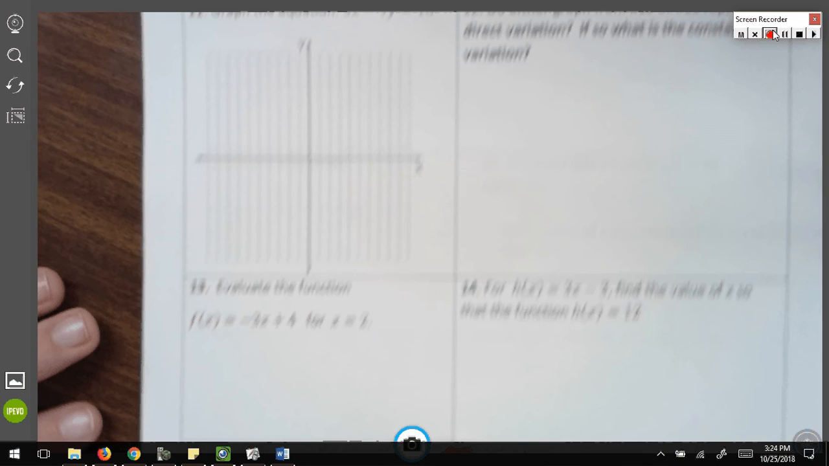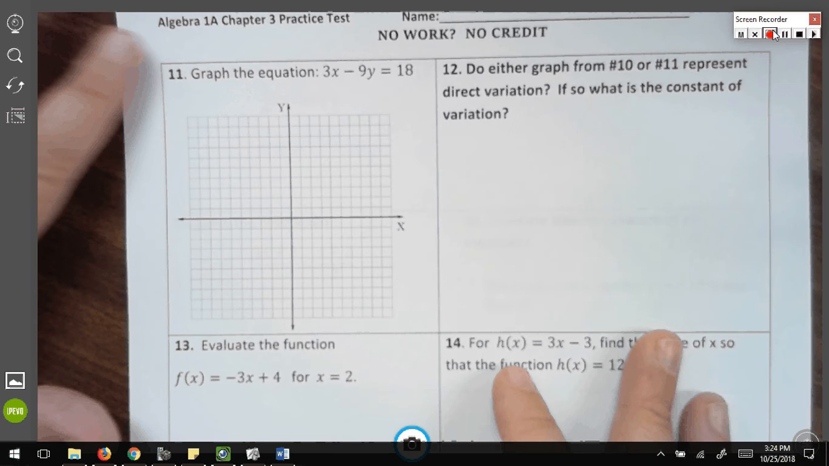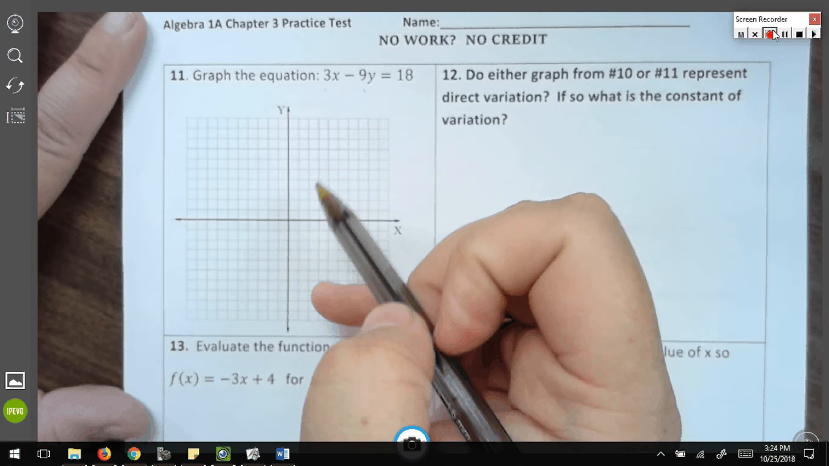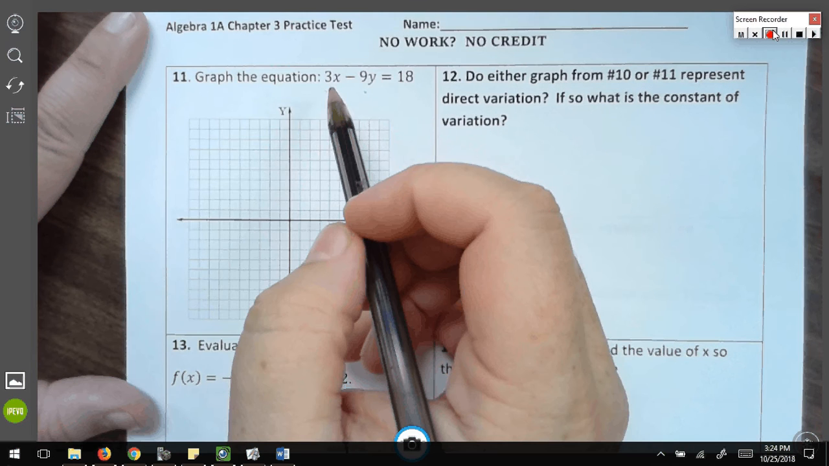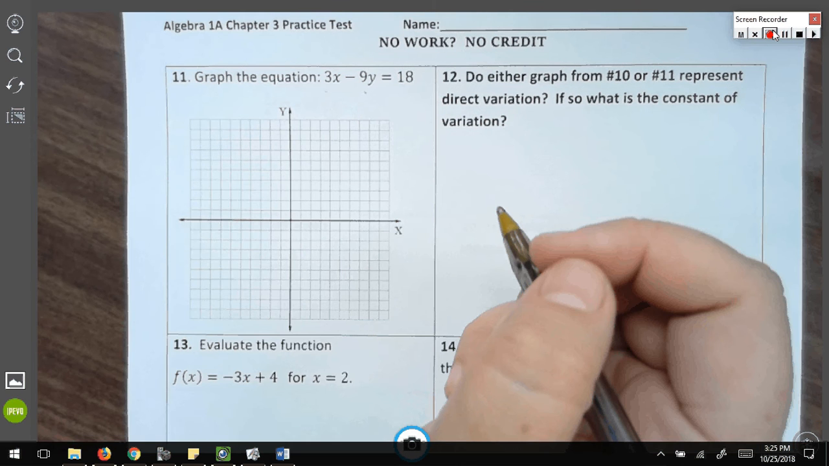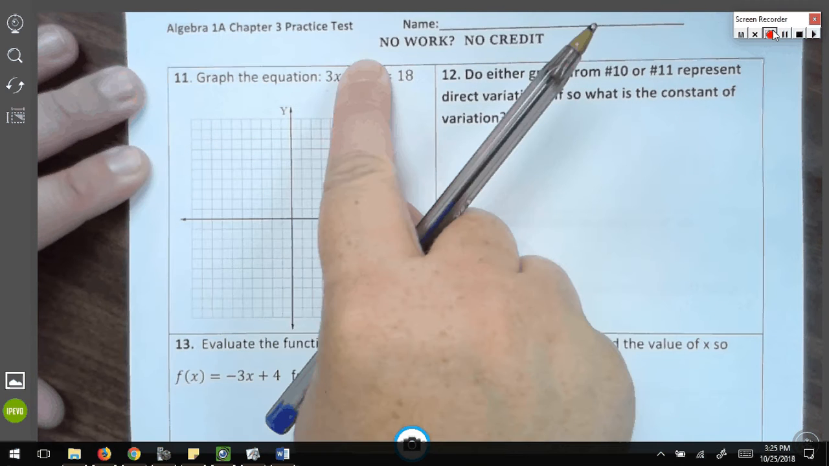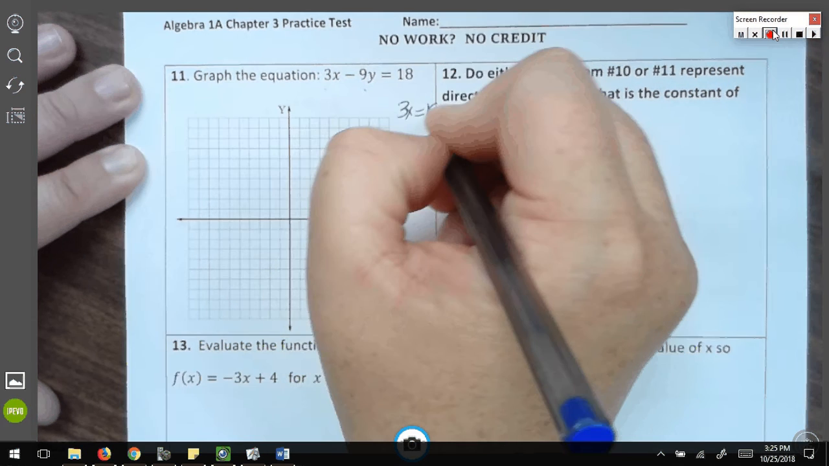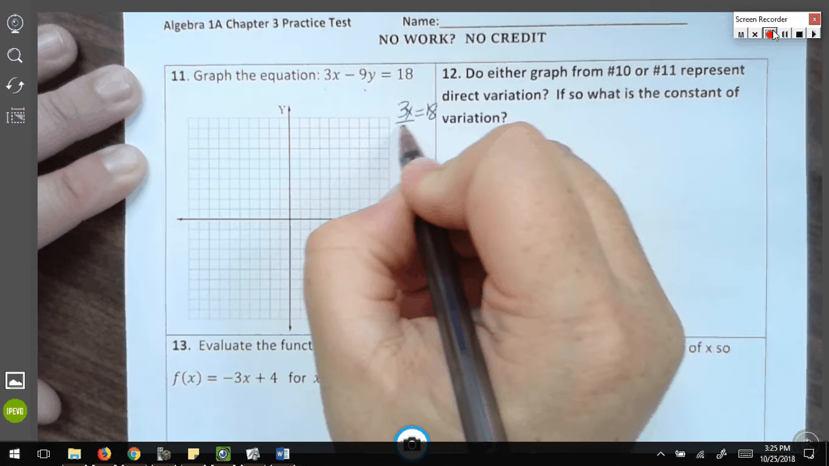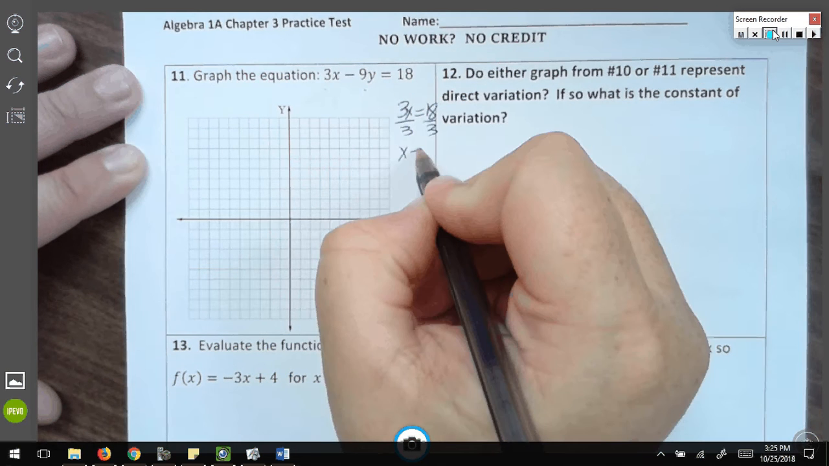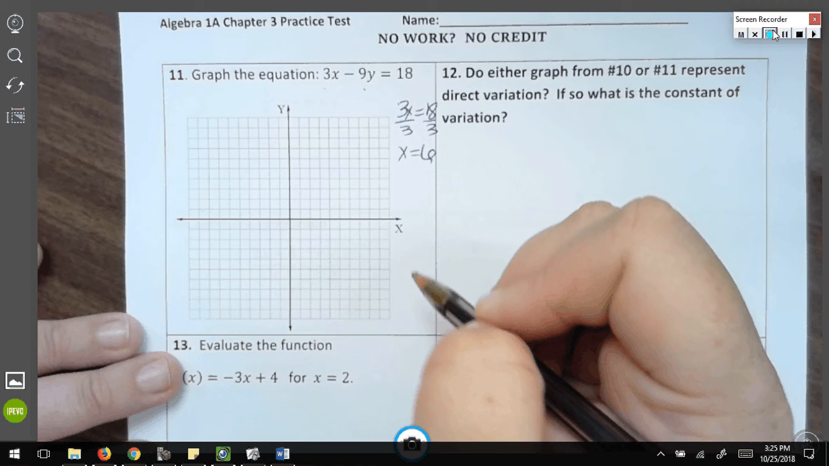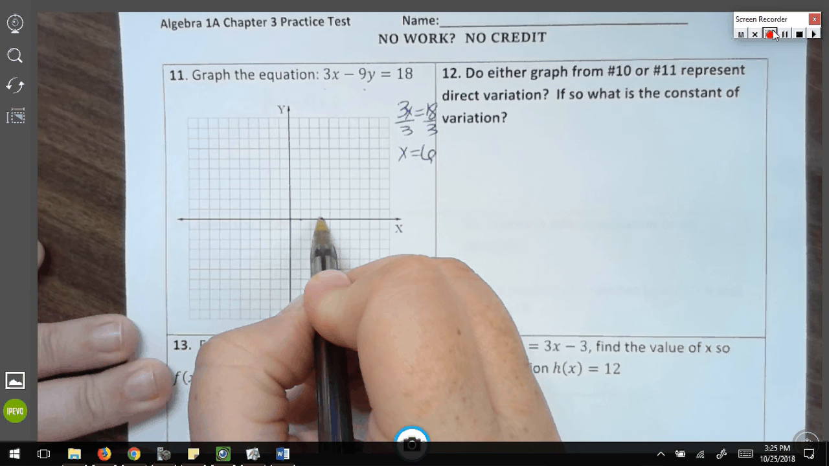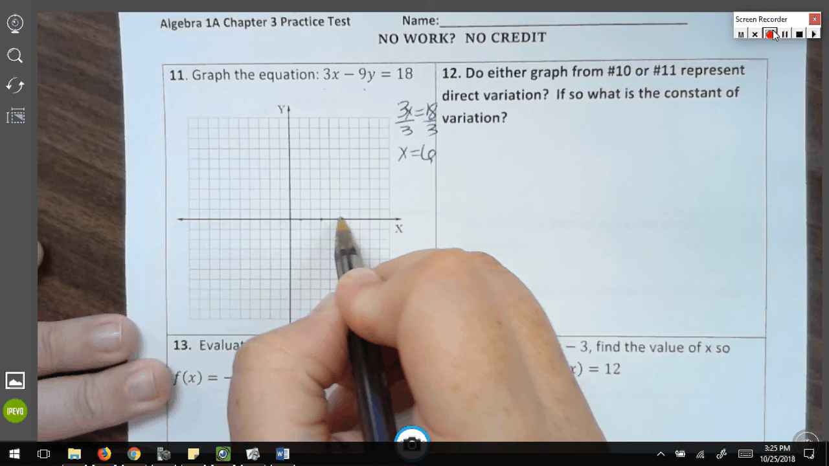Number 11. This one is in standard form. And if you recall standard form, the easiest way to graph when x and y are together on one side is to use that cover-up method that we talked about and find the intercepts. So when I look at this one, if I cover up the y part, I have 3x equals 18. When I divide that by 3, I end up with x equals 6. That means that's my x-intercept. Remember, intercept is where they cross the axis. So 1, 2, 3, 4, 5, 6.